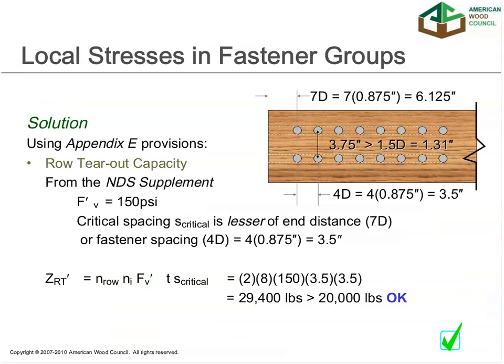Then we're going to check the row tear out capacity. And so from the NDS supplement, we're going to use a shear value of 150 psi. We're going to use the critical spacing, which is the lesser of the end distance or the fastener spacing. So we're going to use 4D for that value. And using the equation from Appendix E, we come up with a capacity of 29,400 pounds, well in excess of the 20 kip load that we need to cover.